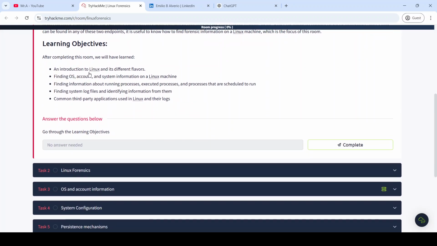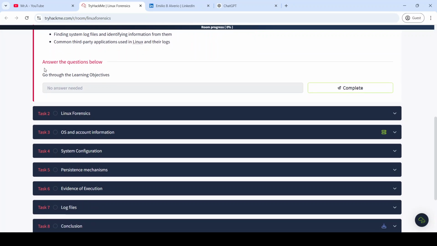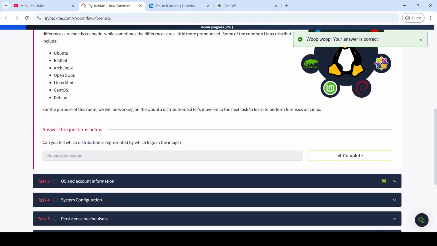Learning objectives. At the end of the lesson, after completing this room, we will have learned the following: an introduction to Linux and its different flavors, finding operating system, OS, account, and system information on Linux machines, finding information about the running processes, executed processes, and processes that are scheduled to run, finding system log files and identifying information from them, and common third-party applications used in Linux and their logs. Answer the question below. Go through the learning objectives, click on complete. We're going to go to task number two.